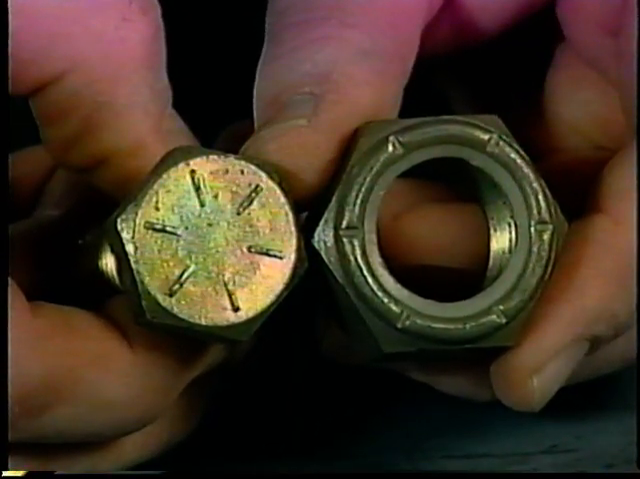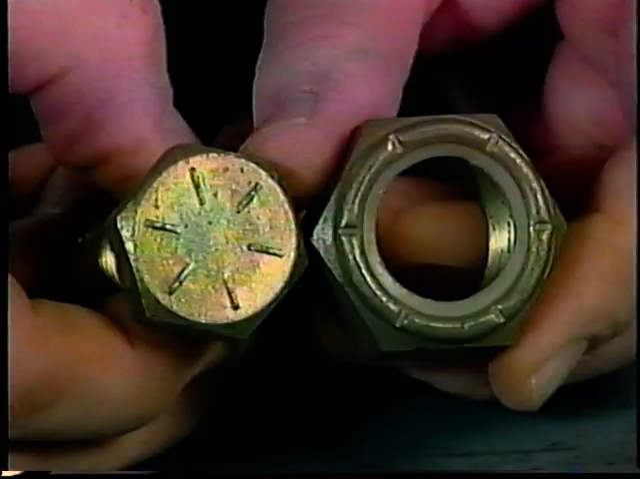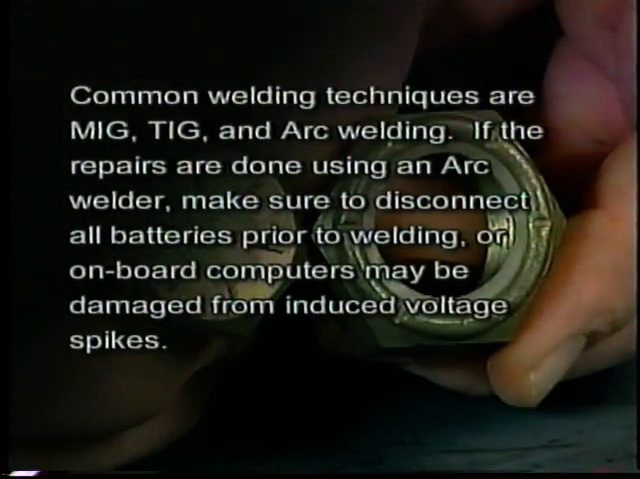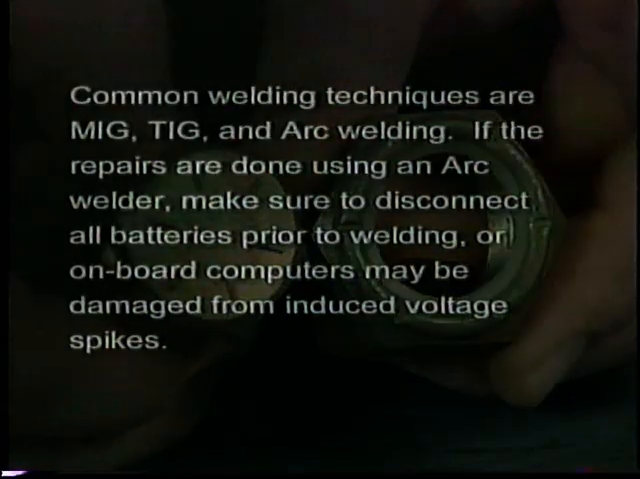For frame repair, welding is usually only done to repair frame cracks. Common welding techniques are MIG, TIG, and arc welding. If the repairs are done using an arc welder, make sure to disconnect all batteries prior to welding, or onboard computers may be damaged from induced voltage spikes.